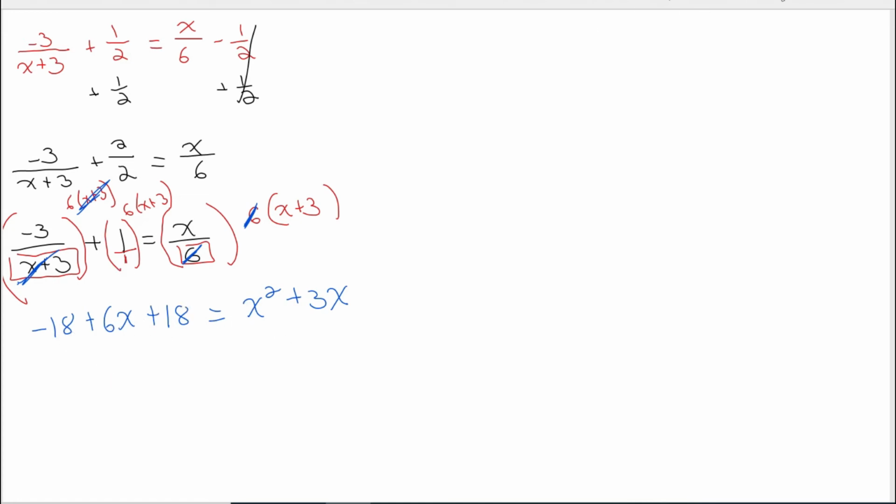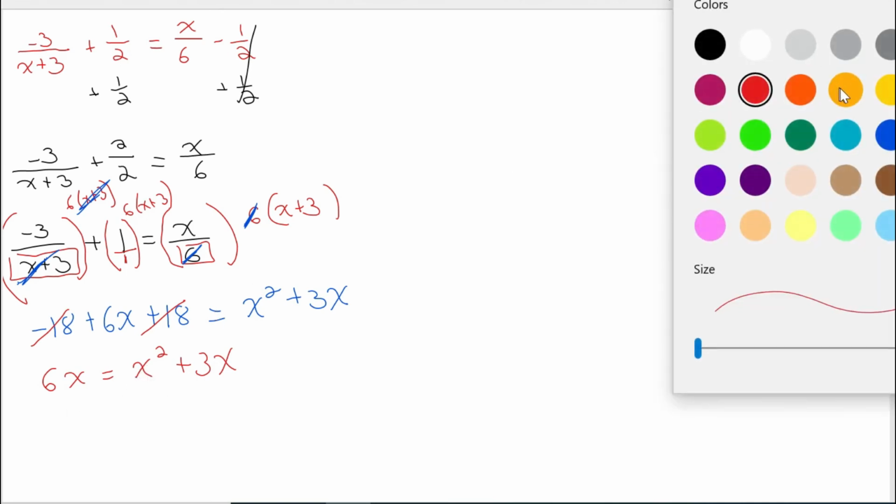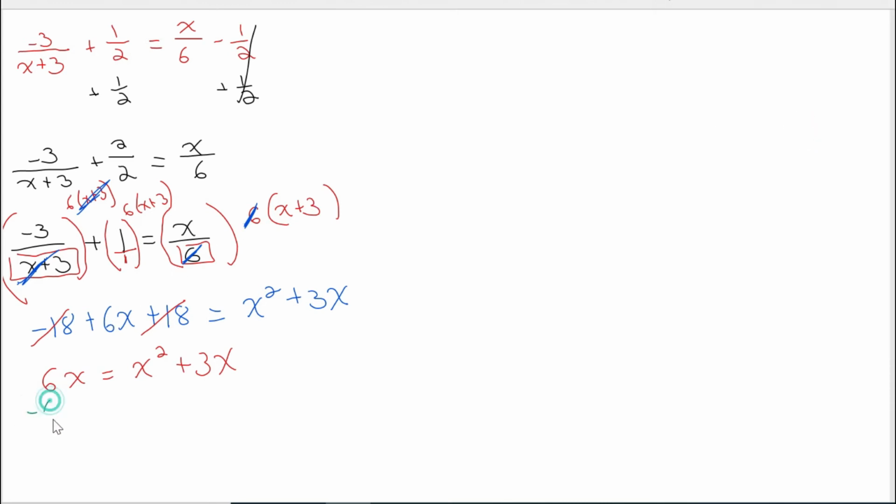So now I'll look for like terms. I'll use a different color. So I notice that negative 18 plus 18 will eliminate. So now I have just 6x on this side equals x squared plus 3x. By the way, you're going to end up with the same answer. And then what I'm going to do, I want to set it equal to 0 because that x squared is a problem there. So I'm going to use green, subtract that 6x. That will cross out minus 6x. So now 6x and minus 6x will give you 0, equals x squared. And 3x minus 6x will give me negative 3x.